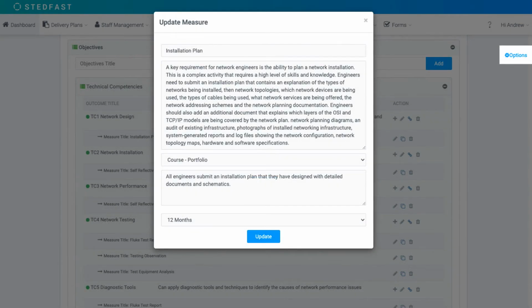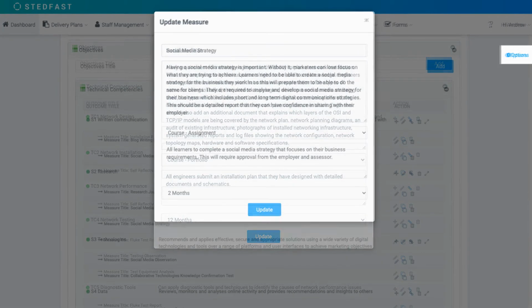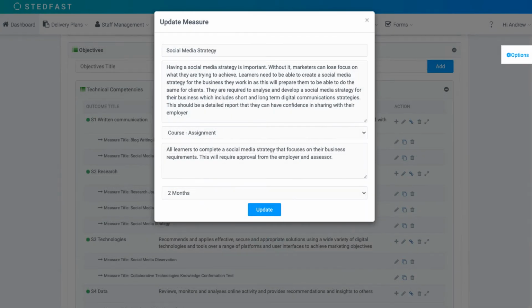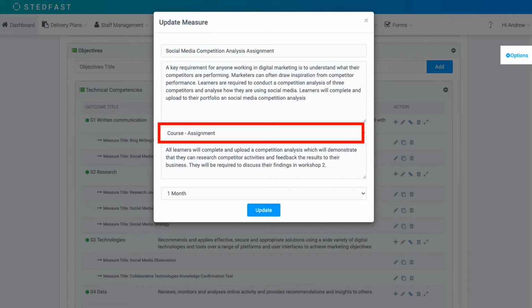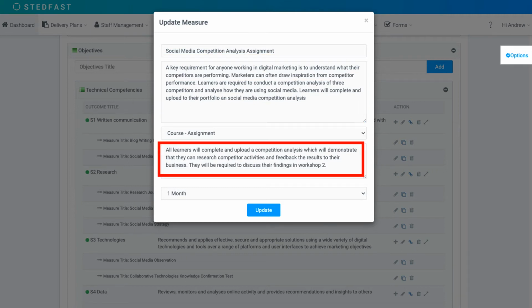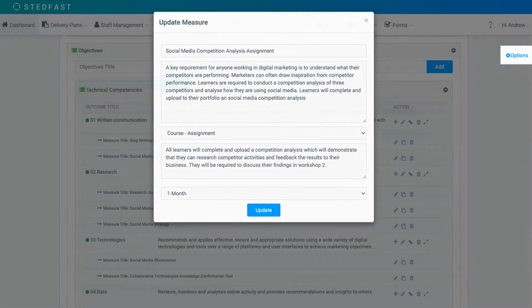Each outcome needs to have one or more measures. In the measure, organizations will need to state the curriculum intent, which is the what and the why. What will learners need to know or be able to do, and why? They need to identify what evidence will be used and what the target or benchmark is.